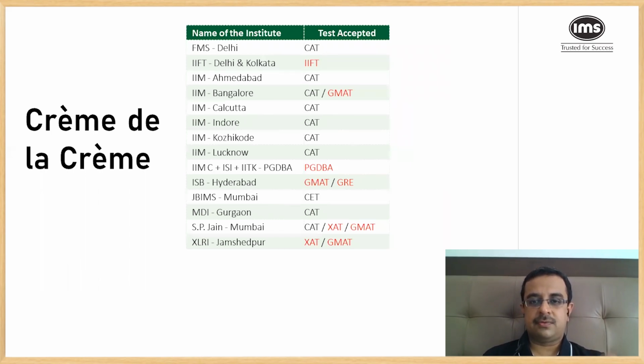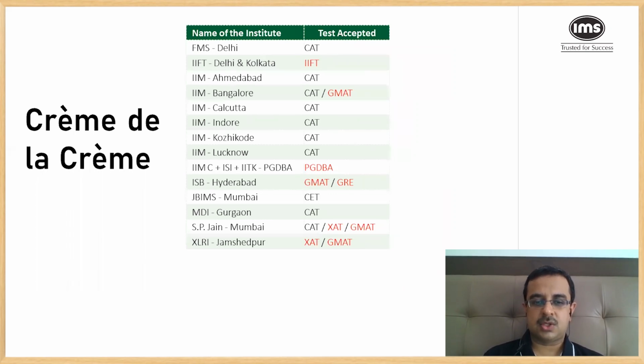So you have the IIFT, you have the PGDBA, by the way, the postgraduate diploma in business analytics, which is a wonderful program, specifically for those who are numerically oriented, who want to make a career in the upcoming fields of business analytics or big data management and things like that. So three of the best institutes in India, IIM Calcutta, ISI, the Indian Statistical Institute, and IIT Kharagpur, have come together to conduct this program. And they conduct their own exam.